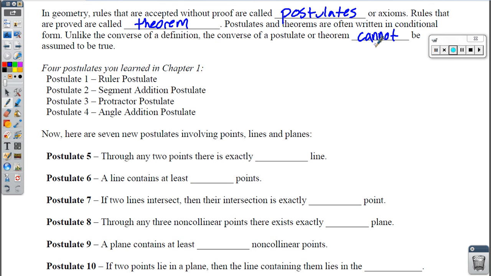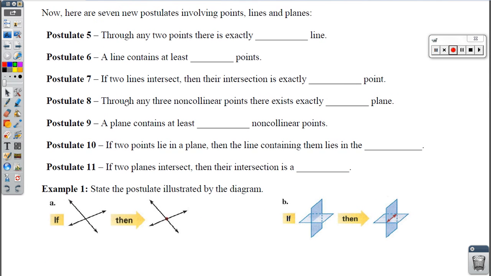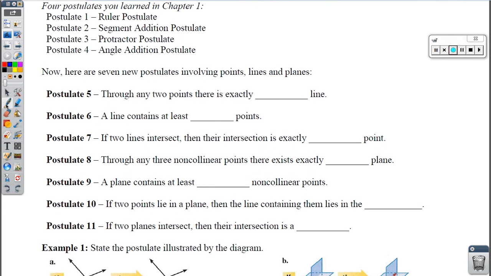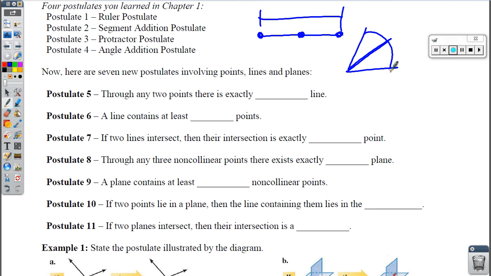Let's look at some postulates. Again, these are things that we're just going to accept as being true. We've already looked at a few of these. Postulate 1, the ruler postulate, was just saying that we can basically turn any line into a number line, put numbers on it, and mark off numbers. Postulate 2 is the segment addition postulate, which said if you have a segment that's this long, and you add to it a segment that's this long, you end up with a segment that is that long. Protractor postulate and angle addition postulate are similar, allowing you to measure angles with a protractor, and to say that if you take this angle and add to it this angle, you get this entire angle.